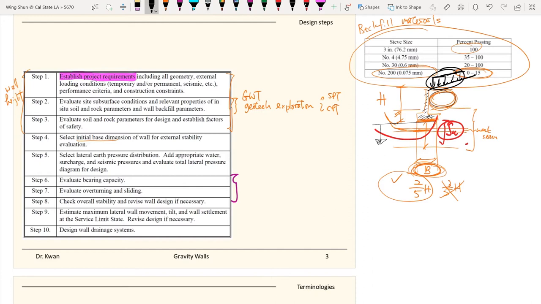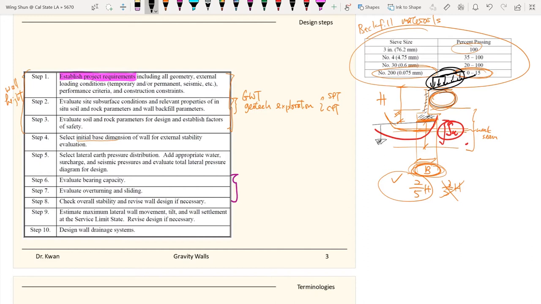Collect the soil sample, ship it to the lab, and then conduct a consolidation test. Then you can get the compressibility index or compressibility information of the soils so that you can perform a settlement analysis. Make sure the settlement of the soil is within the tolerance level for the criteria for your job.